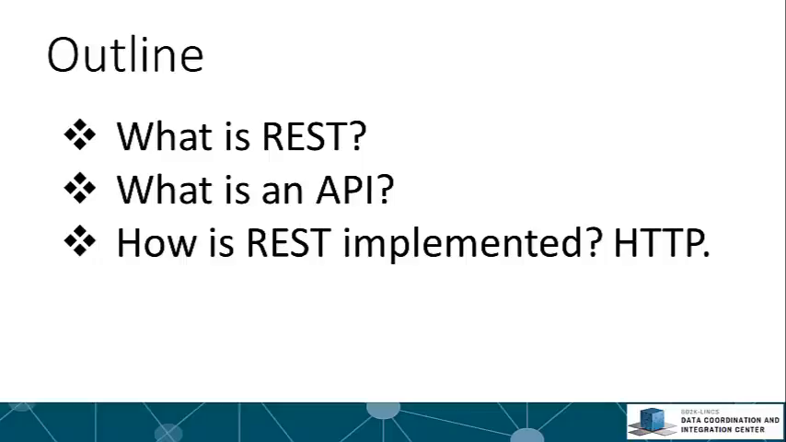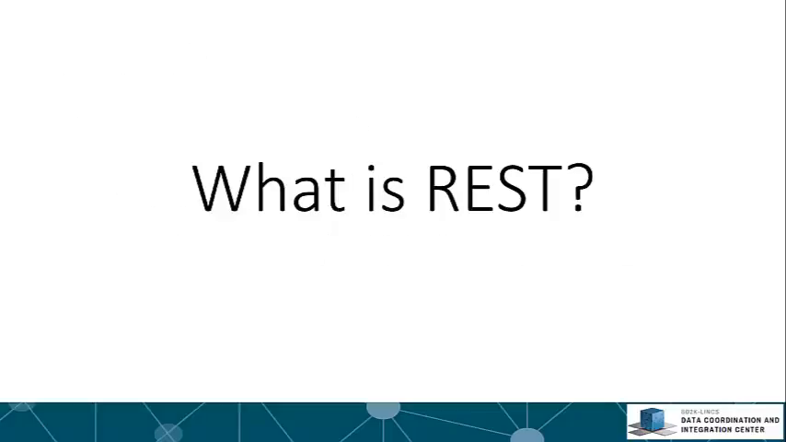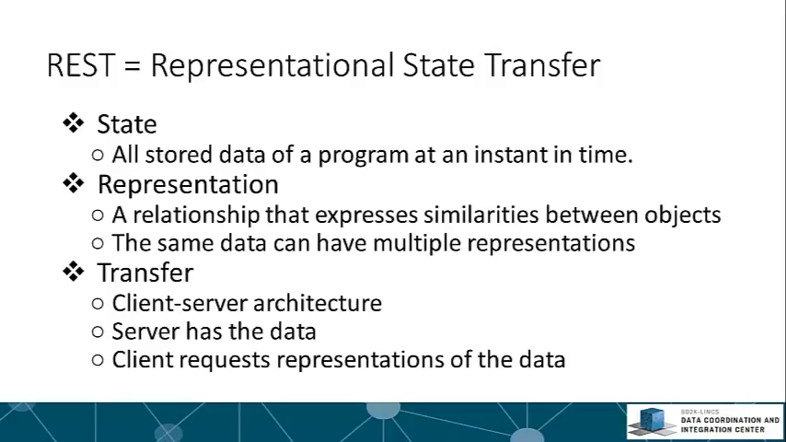An API is an interface for a program, in this case a web service. An API can be RESTful, meaning that it adheres to the REST model. We'll talk about what that means exactly in a bit. And finally, we'll talk about HTTP, which is the communication protocol used by the World Wide Web and an implementation of the REST model.